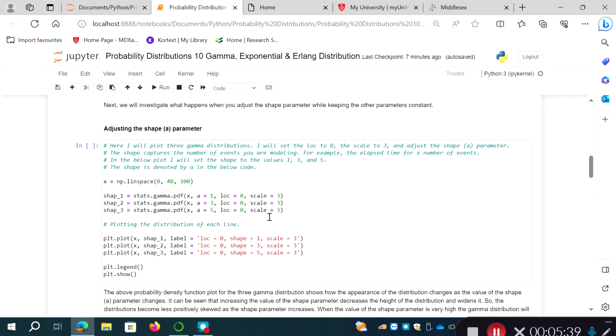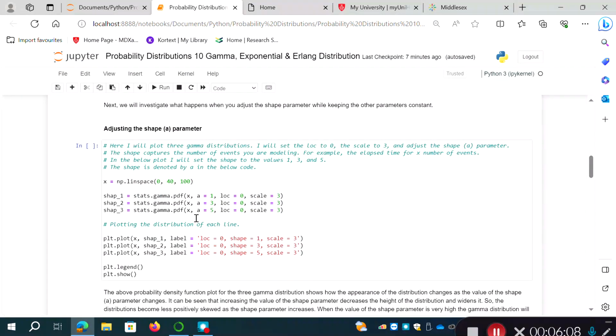The scale is 3. We're doing a similar thing to what we did above, but I'm using the actual vector of numbers. I'm just starting at 0 in this case because we're setting the loc to 0. We want the loc the same for all of them. Okay, and we're going to adjust the shape parameter alpha. And remember, that captures the number of events we're modeling.